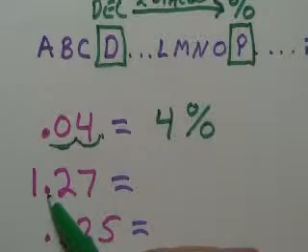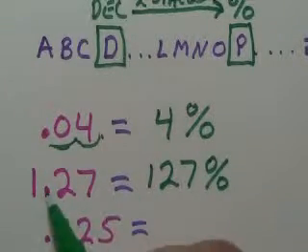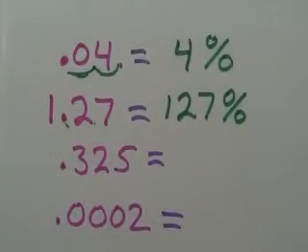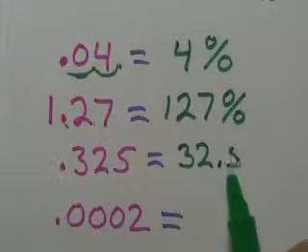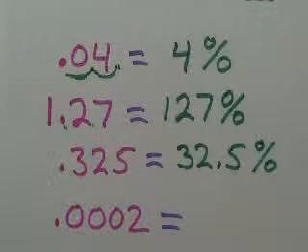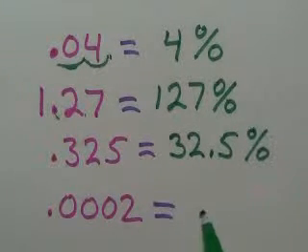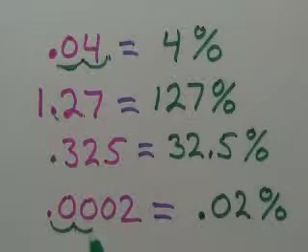On the next one, move the decimal over 2 spaces. It's now 127%. See that? If I move it over 2 spaces. The next one, 3.325. Simply move it over 2 spaces. 1, 2, 32.5%. The next one, 0.0002. If I move it over 2 spaces, it's now 0.02%. Because see, I'm moving over 2 spaces.